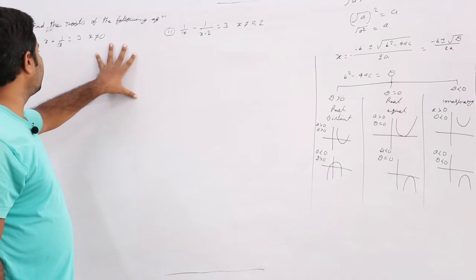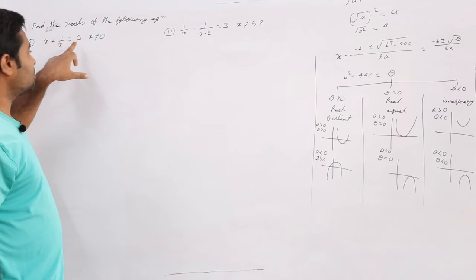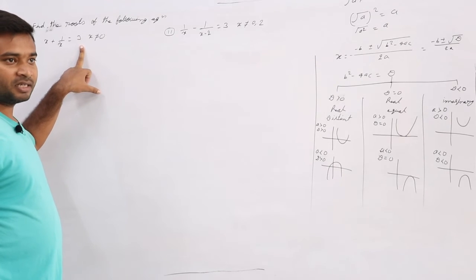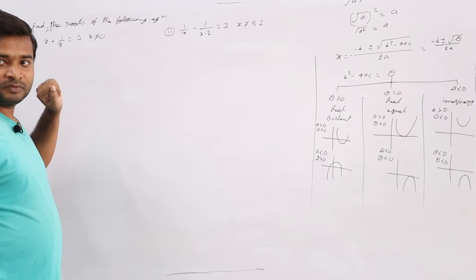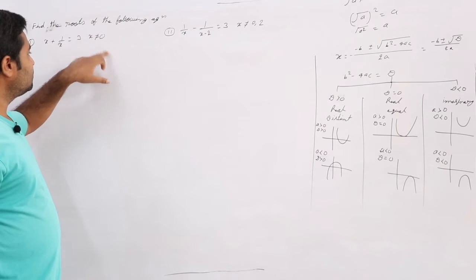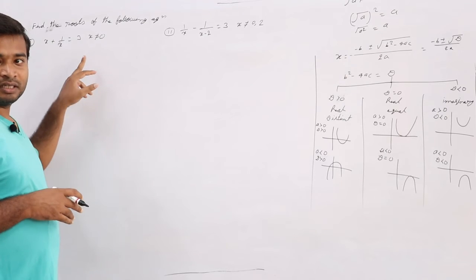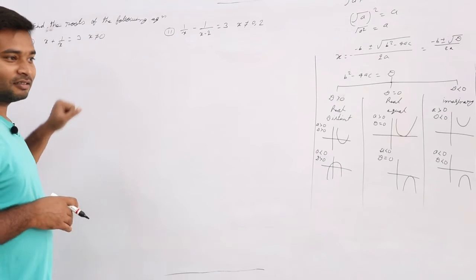Find the roots of the following equation. Given x plus 1 by x is equal to 3, where x is not equal to 0. Why is this thing given? They are feeling bored, right? See why they have given.